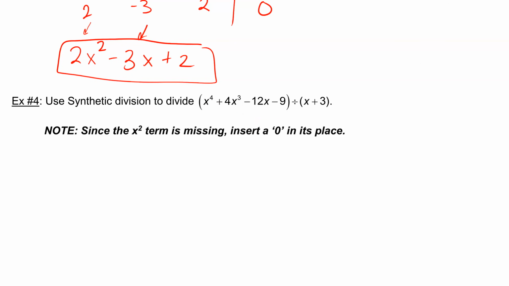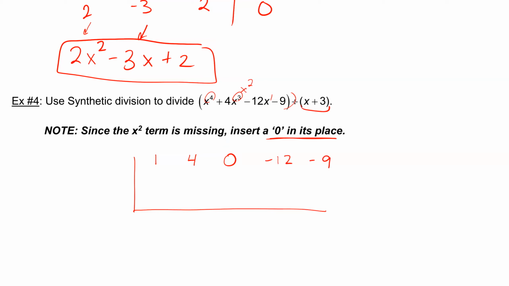Now, what if you are missing an exponent? So I have 4, 3, 2, 1, and then none, right? I'm missing an x squared term. So notice since it's missing, you have to insert a 0 into its place. So I write down all the coefficients. I have 1, 4. I have to put in a 0 since I'm missing. This is my x squared term. I have a 0 as the coefficient because it's not there. Anything times 0 is 0.